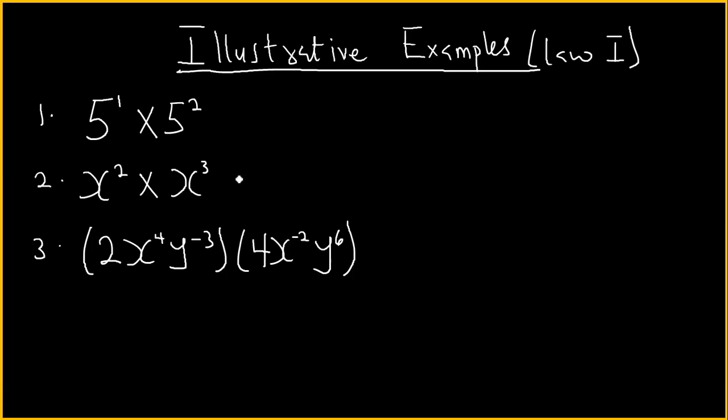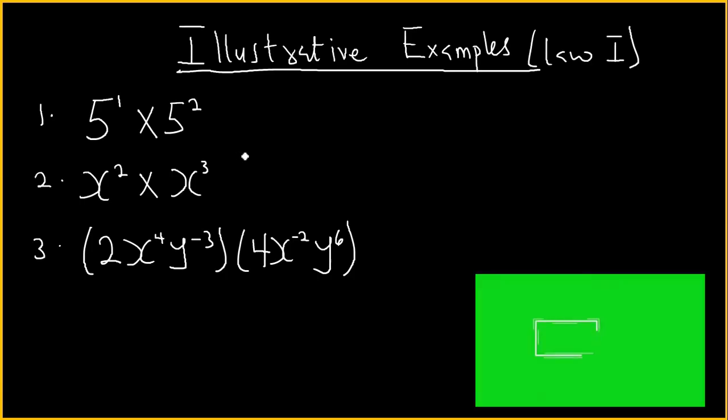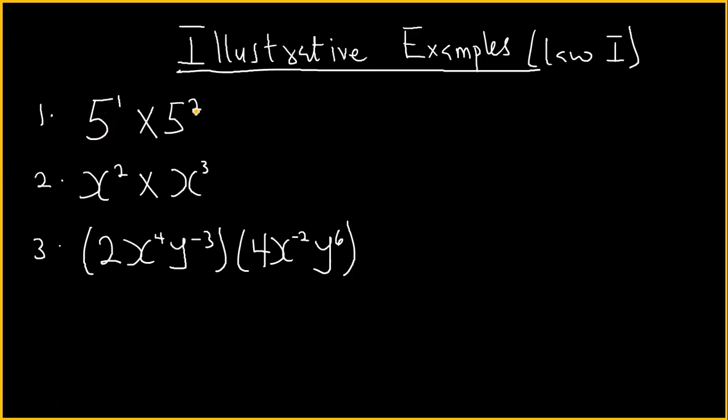The first law, examples under the first law. Now we have 5 to the power 1 multiplying 5 to the power 2. So the first law states that if the bases are the same, which is 5, then we add up their exponents. So we have 1 plus 2. So this gives us 5 to the power 3.